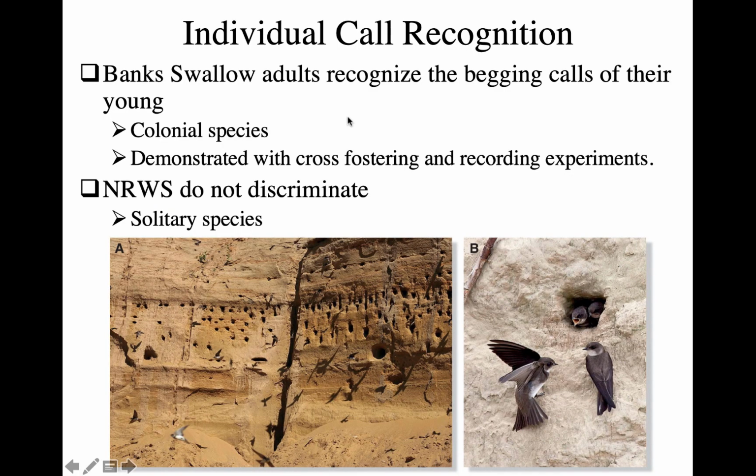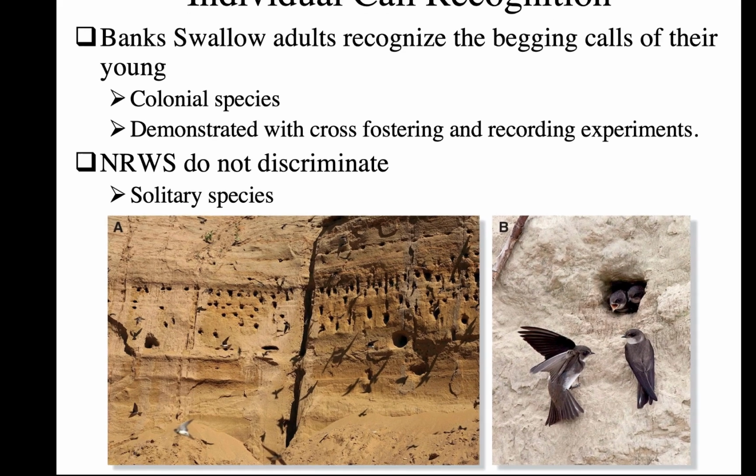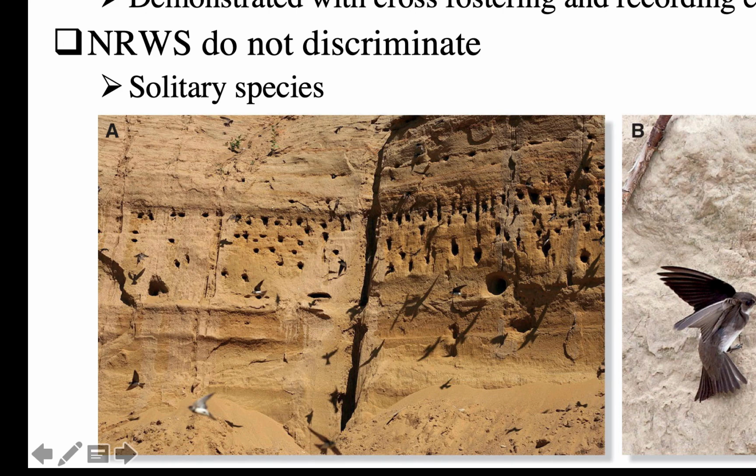Sometimes calls are used to indicate family membership, or actually individuals can vary in the specific calls that they produce to allow individuals to recognize one another. This is going to be particularly more important in colonial species or social species. Bank swallows, shown here on the bottom left, are a colonial species nesting together, and it's been demonstrated with cross-fostering and recording experiments that individuals can recognize where their young are, not necessarily just by the location of their nesting hole. They nest in these cavities here, but by the vocalizations that the offspring are using in those.